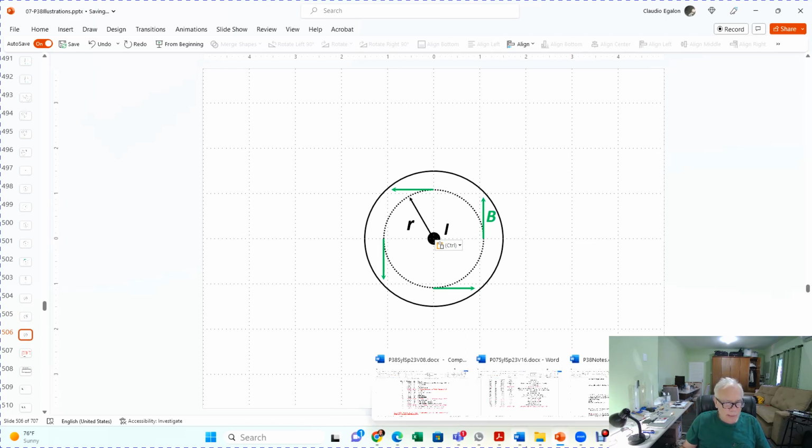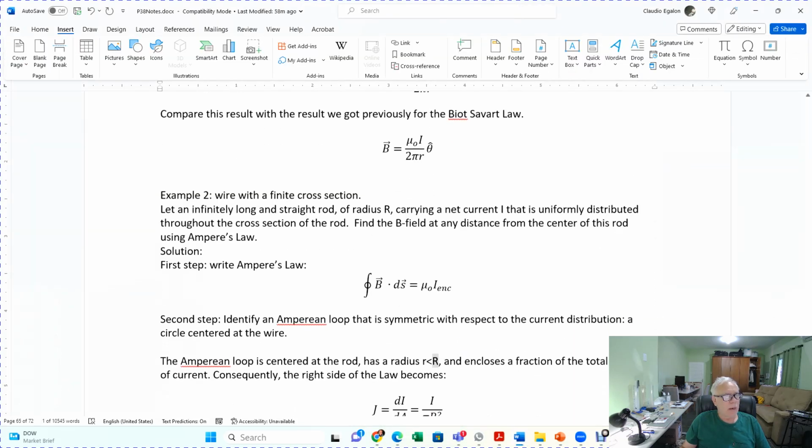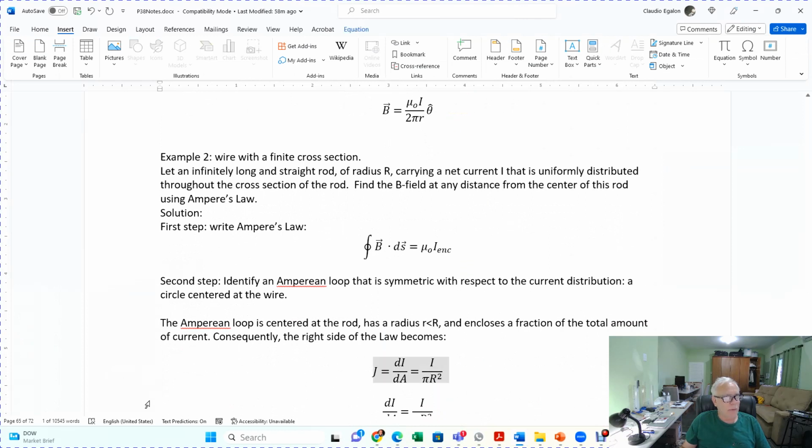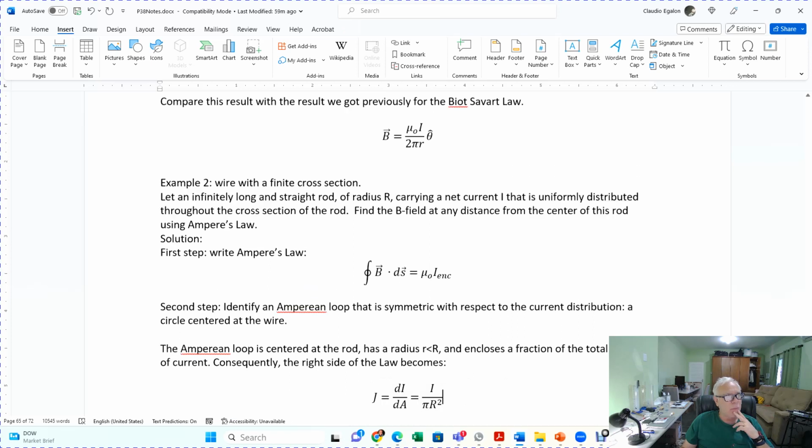And then the key question here: how much of I is enclosed by this loop? That's the key question. Let's take a look. We start here with B dot ds. That's the trick that we have to do. We have to define something called the current density J. Because this J is uniform throughout the whole cross section, this J is going to be equal to the total current I divided by the cross-sectional area of the wire, pi R squared.